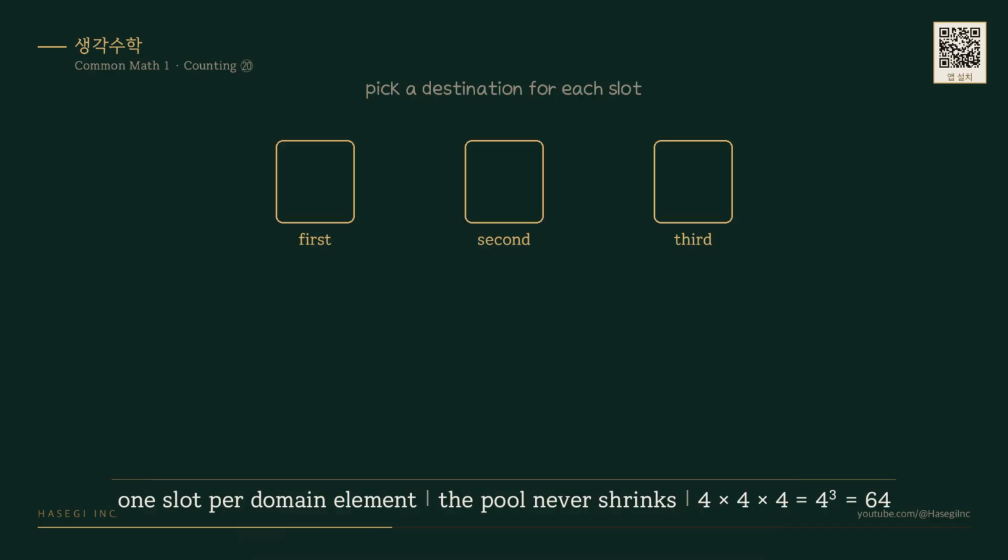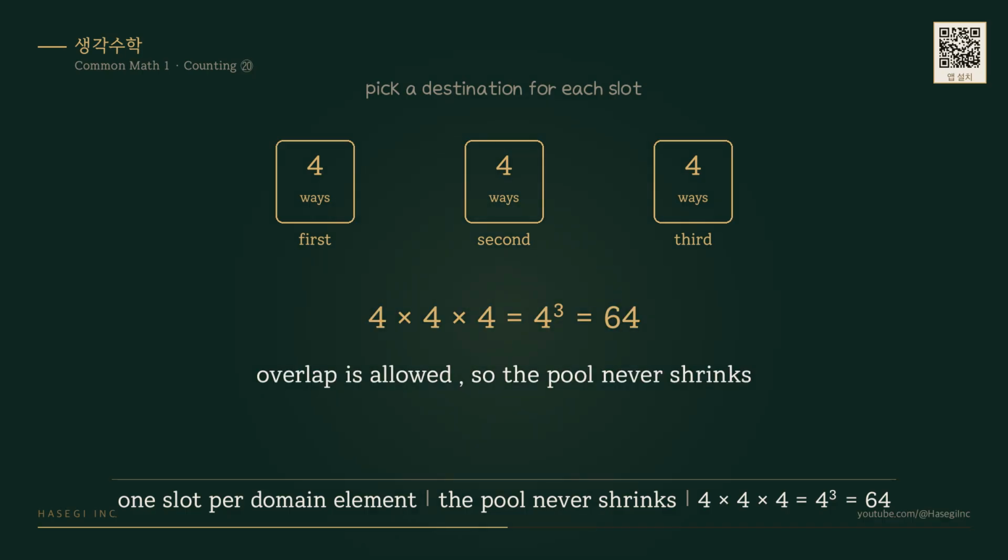How many places can the first element go to? The whole codomain, 4 places. What about the second? It does not matter where the first one went. Overlap is allowed, so the pool is still 4. The third is 4 as well. So 4 times 4 times 4, 4 cubed, gives 64.